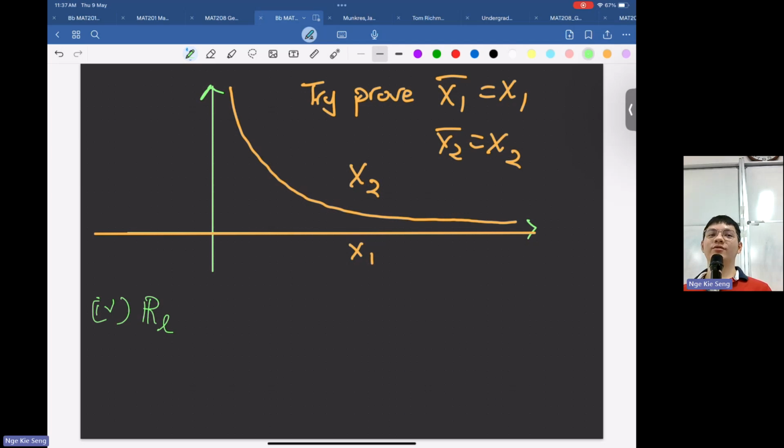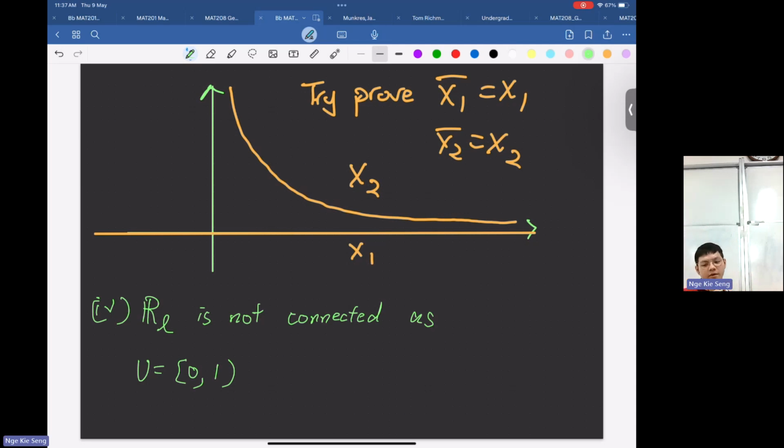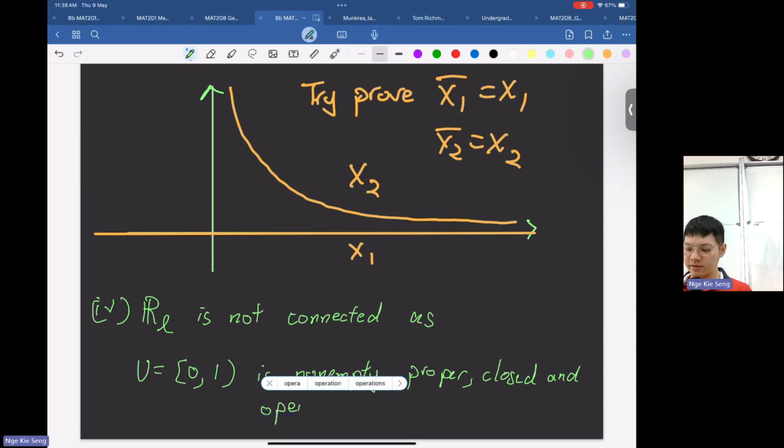The only open and closed subsets of R_L are R_L and the empty set. In fact, it is not connected. Exactly, there is a proper subset which is closed and open. So what is the proper subset that's closed and open? You can simply look at the half open interval, closed at 0 and open at 1. This is non-empty, first of all, and it is proper, very easy to see. But why is it closed and open? Open is easy because this is one of the basis elements. But why is it closed?